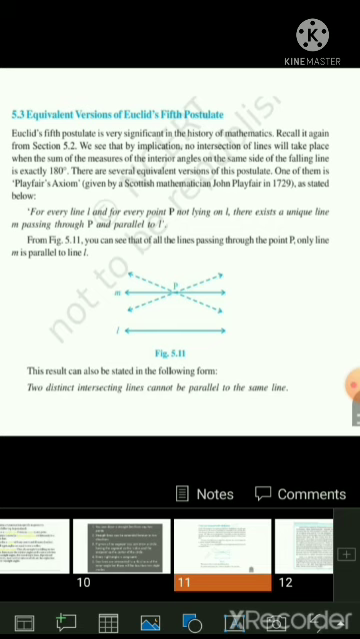We see that by implication, no intersection of lines will take place when the sum of the measures of the interior angles on the same side of the falling line is exactly 180 degrees. There are several equivalent versions of this postulate. One of them is Playfair's axiom, given by Scottish mathematician John Playfair in 1729, as stated below. For every line L and for every point P not lying on L, there exists a unique line M passing through P and parallel to L. From figure 5.11, you can see that of all the lines passing through the point P, only line M is parallel to line L. This result can also be stated in the following form: two distinct intersecting lines cannot be parallel to the same line.